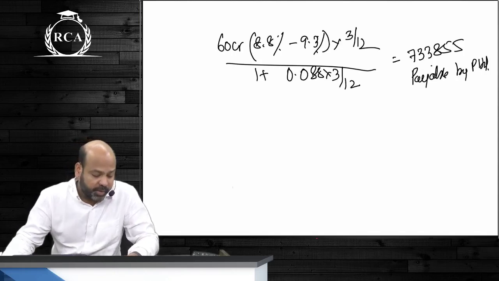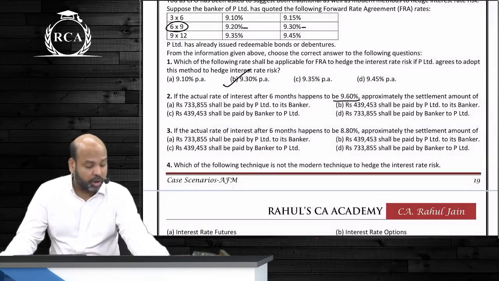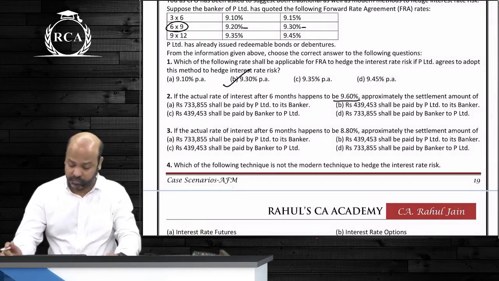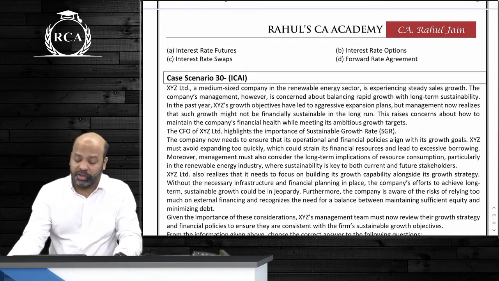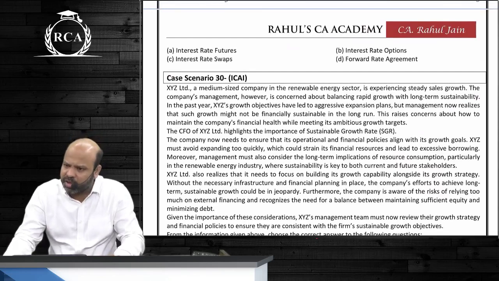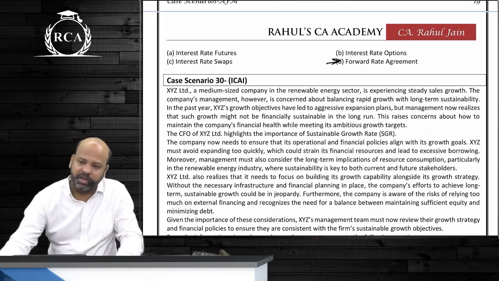Yes, kids. Fourth bit. Which of the following techniques is not the modern technique of interest rate risk management? Futures, options, swaps are all exchange traded as such, guys. Swaps are a modern thing only. क्या था? Only FRA. FRA comes under traditional method.